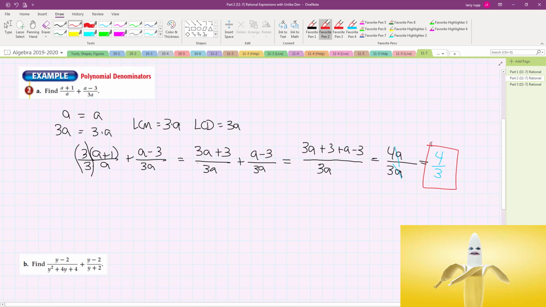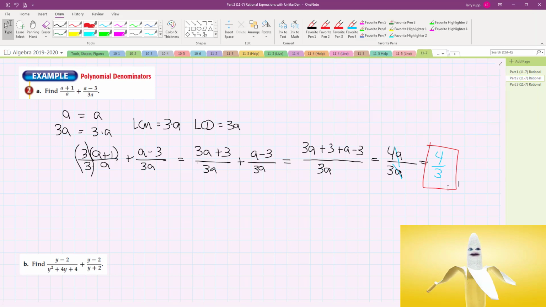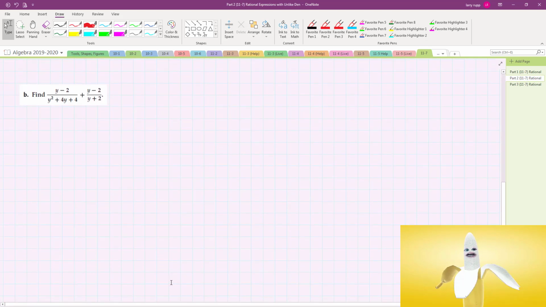Would you believe it? That this problem, a plus 1 over a plus the quantity a minus 3 over 3a, actually equals 4/3. I don't think anyone could have predicted that looking at that original problem. Isn't math awesome? I love it! Okay. Moving on down to B. Same thing. We need to add these two together.